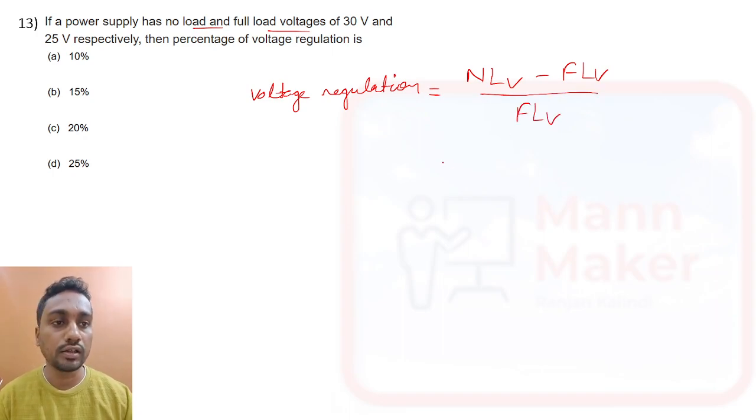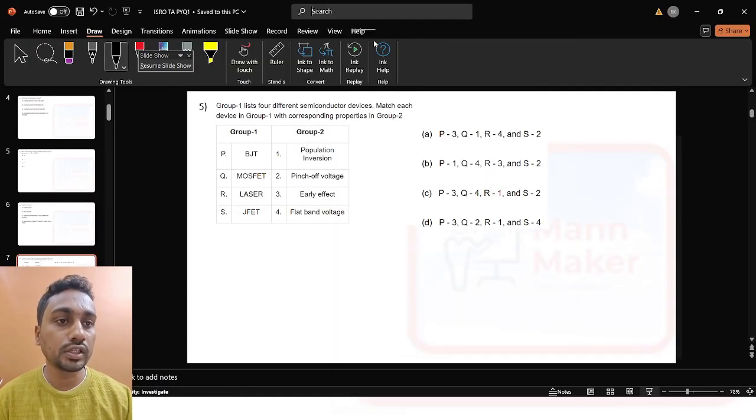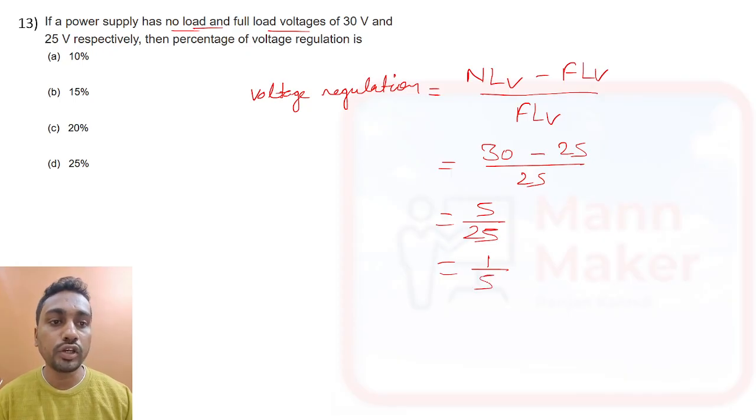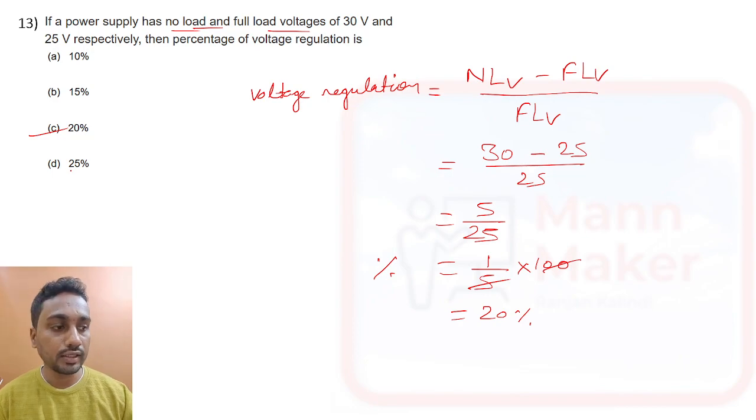This is the formula. So no load voltage, we know, no load voltage is 30 volt minus, this is what, 25 volt divided by 25, that is equal to 5 divided by 25, or we can write 1 by 5. Now we need to find percentage, so here into 100, and if you calculate this one, it will come 20%. So 20% is the answer. Option C is the right answer.